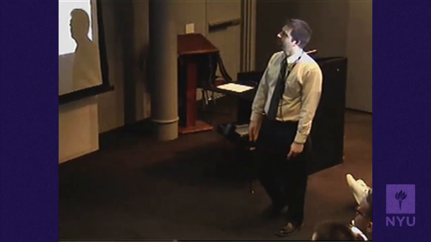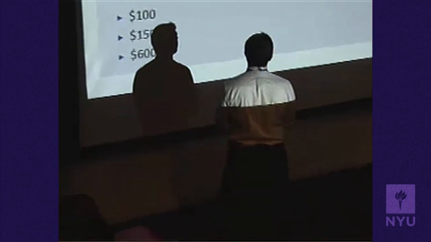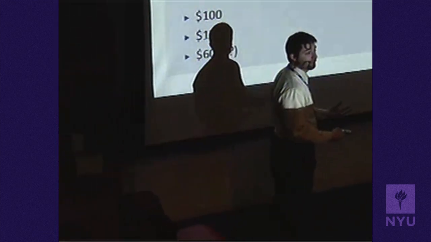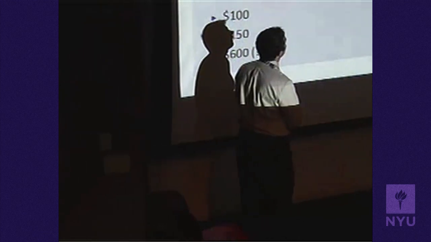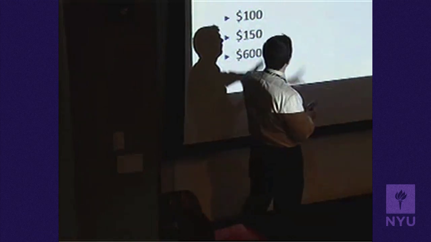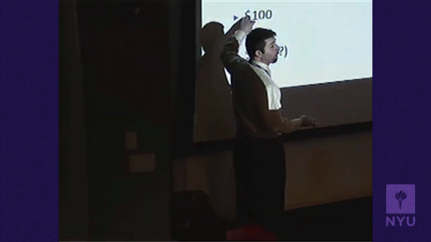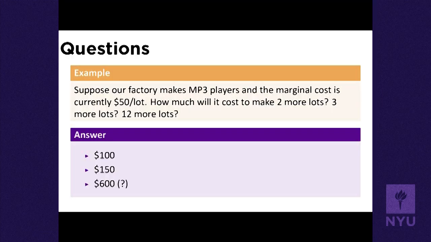So let me ask another question. Suppose our factory makes MP3 players and the marginal cost is $50 a lot. How much will it cost to make 2 more lots, 3 more lots, 12 more lots? Well, if the marginal cost is $50 a lot, you can probably guess that 2 more will cost about $100 more, or that 3 more lots would cost about $150 more. But 12 more lots, that's not as reasonable to say. It's not as likely, because the more that you make, eventually your marginal costs are going to increase.